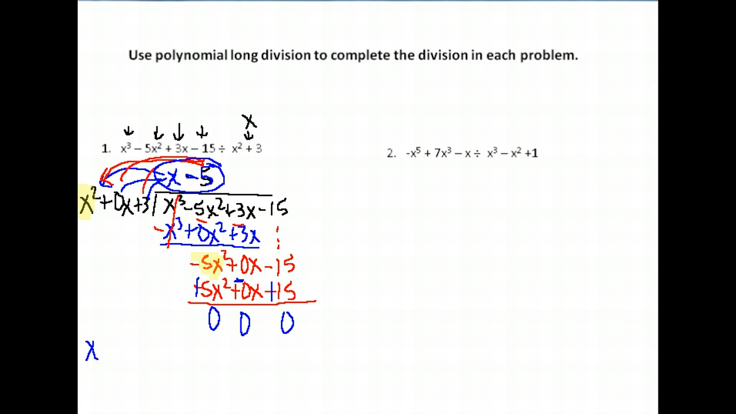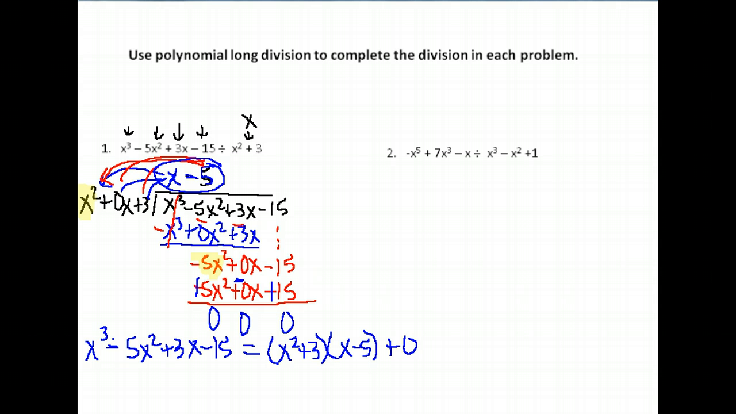If they wanted me to rewrite that using the remainder of 0, I would say that x to the third minus 5x squared plus 3x minus 15 is equal to what I divided by, x squared plus 3, times my answer, x minus 5, plus nothing else, because there was no remainder. So it's just equal to this portion right here. Okay, so notice that was one way. It's kind of like factoring, because you are dividing to find the factors. If there's a remainder of 0, then you know that they're factors.